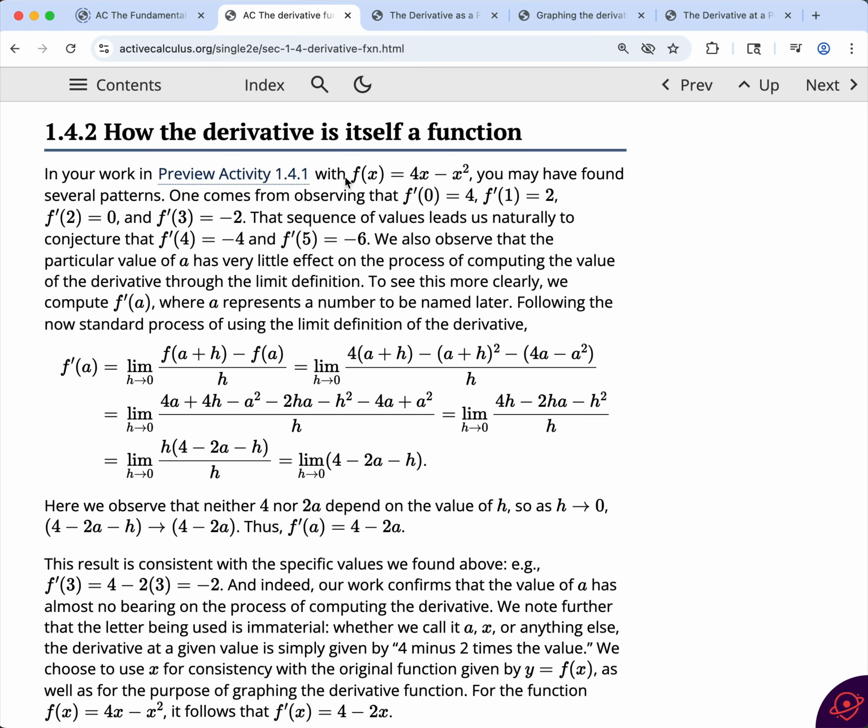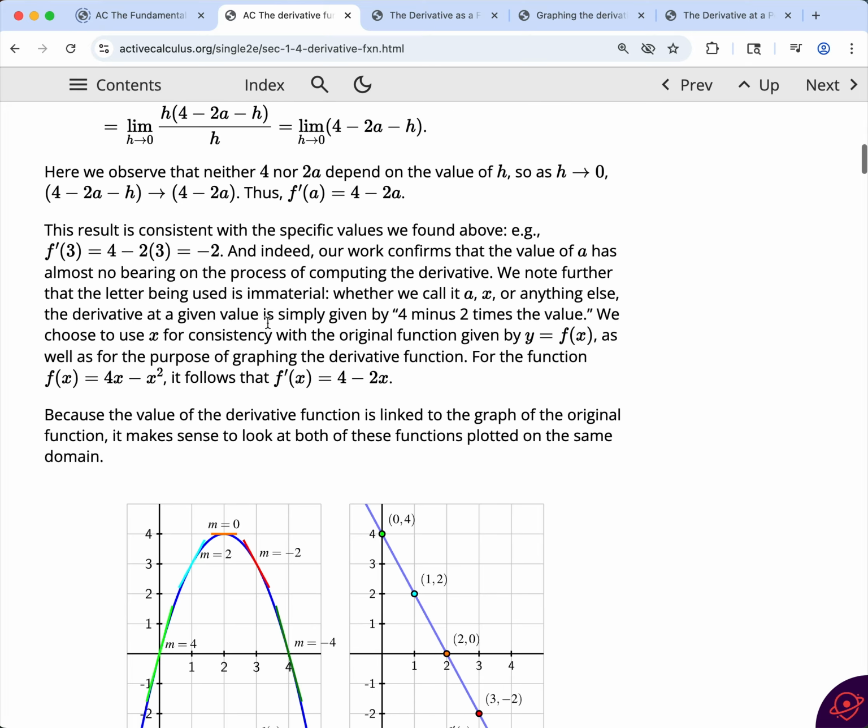4x minus x squared as a function, and if we went through our slope formula and worked out the slope for 0, turns out it's 4, at 1 it's 2, at 2 it's 0, 3 it's minus 2, 4 it's minus 4, and 5 it's minus 6. Now let's take a look at that. They graph it down here.